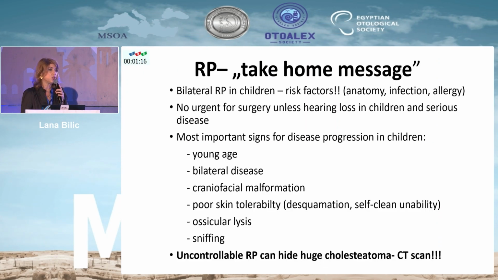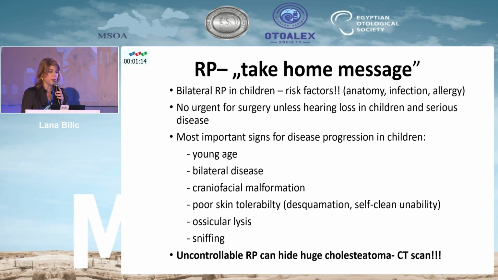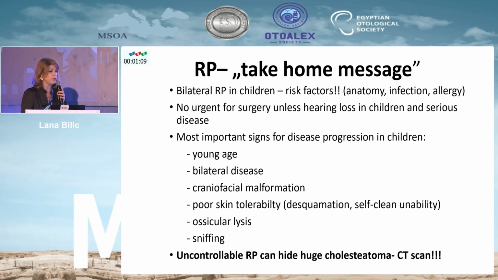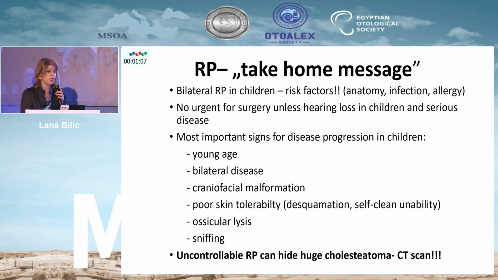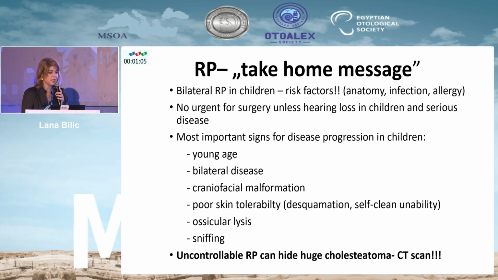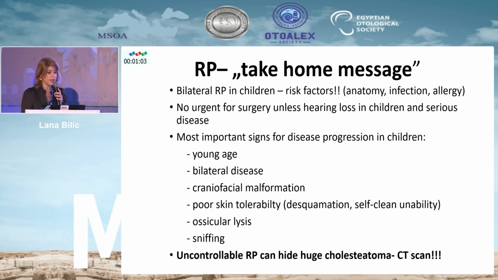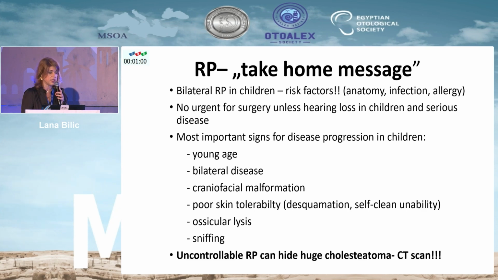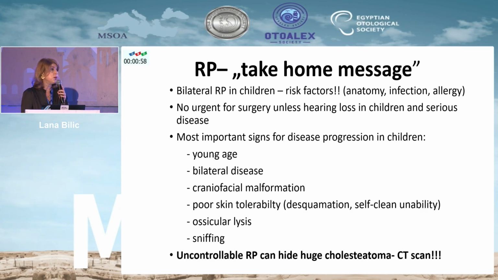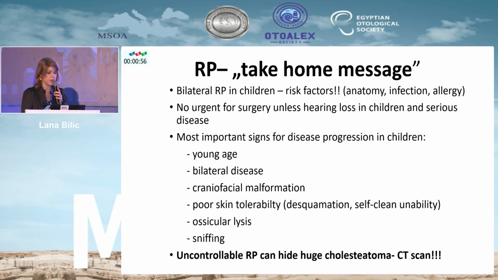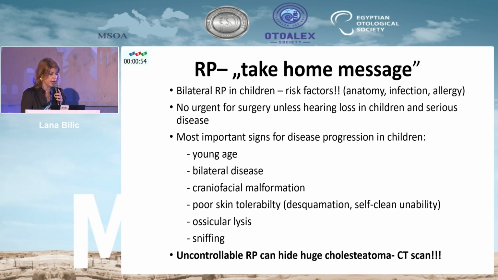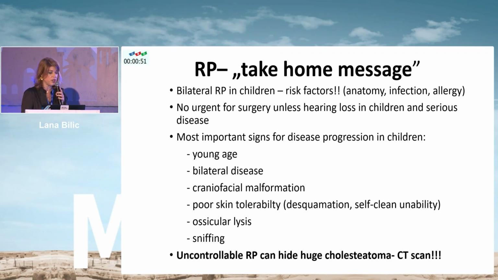So from my department, we will send you a take-home message: if you have bilateral retraction pockets in children, you always look for risk factors. There is no urgency for surgery unless hearing loss is present in children and there is serious disease. The most important signs for disease progression in children are young age, bilateral disease, craniofacial malformation, poor skin tolerability, ossicular lysis, and sniffing, which is often seen in children.